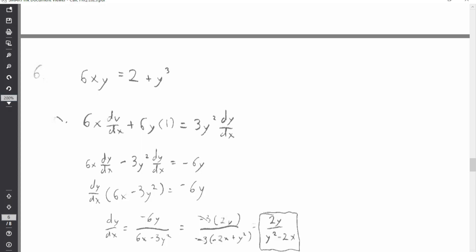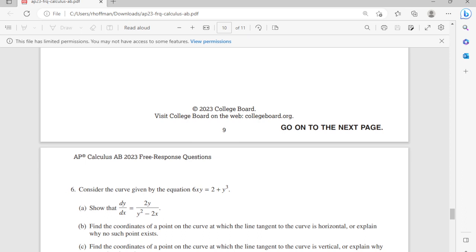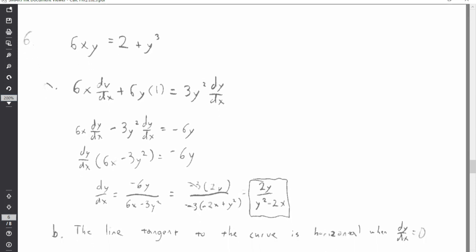Part B, after that, it said, find when the tangent line is horizontal, and then part C asked us to find when the tangent line is vertical. So I'm going to talk about these together. In part B, the tangent line is horizontal. Well, that's asking about the derivative because it asks about the tangent line. Horizontal, I want to know when the derivative is 0 because a slope of 0 is horizontal. For a vertical line, the slope is undefined. So that would be when the derivative doesn't exist. So that's the calculus part, and now we turn to the algebra.